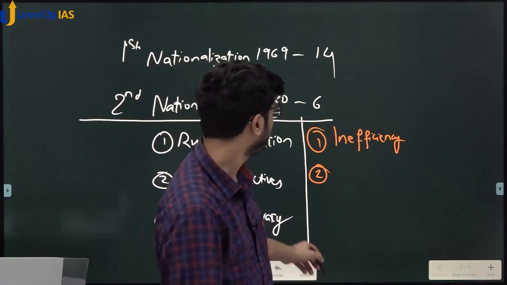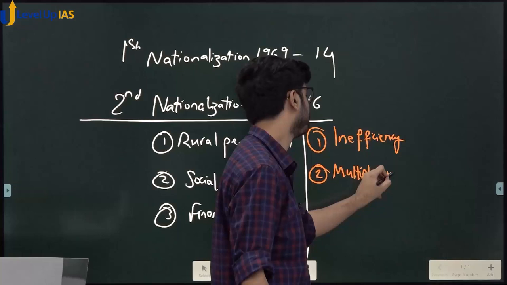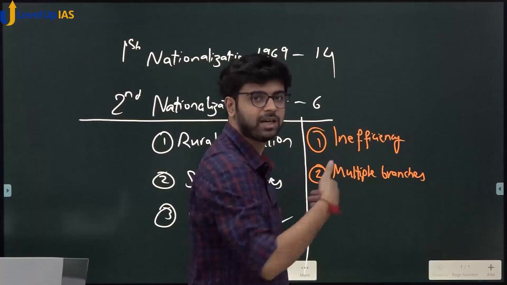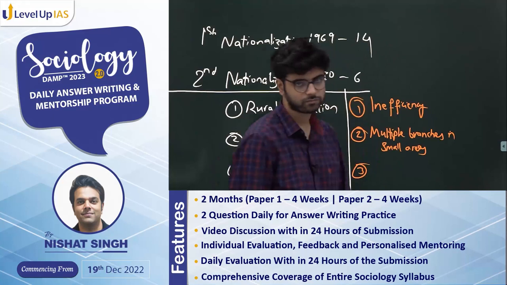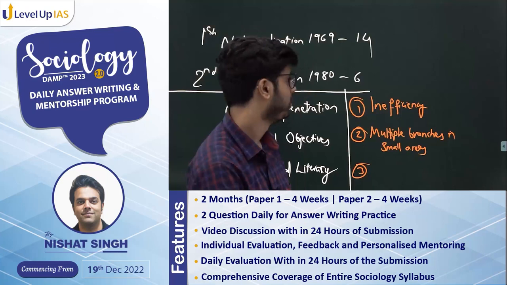Very, very wrong practice. If different banks are competing, then it is fine. But one bank having three branches here doesn't make sense. Multiple branches in small areas. What next? Anything else? Multiple small banks. I'll speak about this.